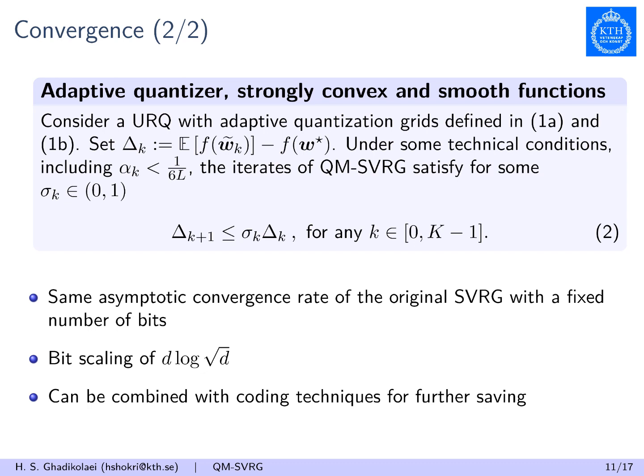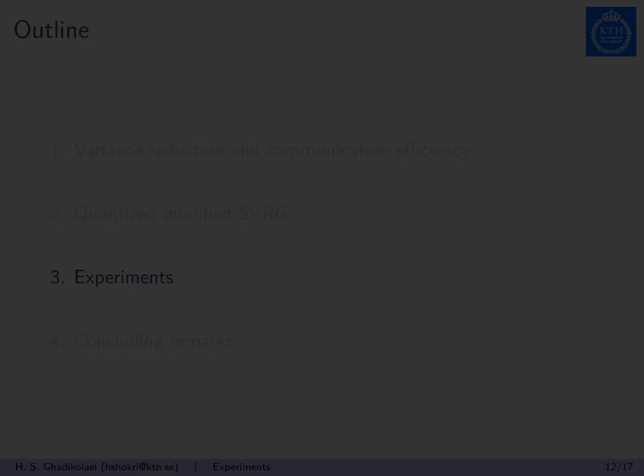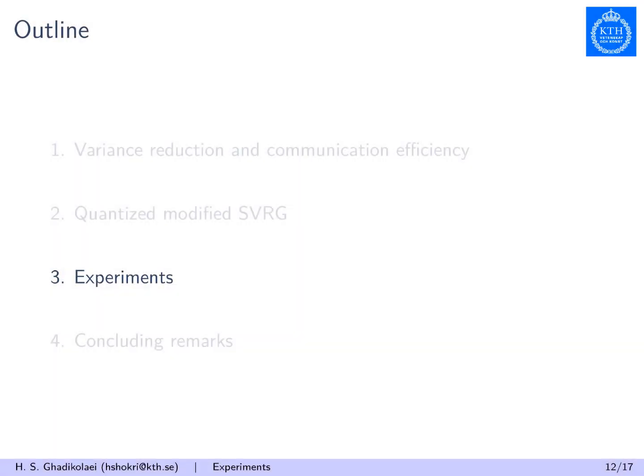And if you look at the equations, you're going to see that the bit scaling is in the order of d times some log factors, which is totally negligible. But then again, the complexity here is linear in d, which can be further reduced if we use some coding techniques. So now let's look at some experiments.